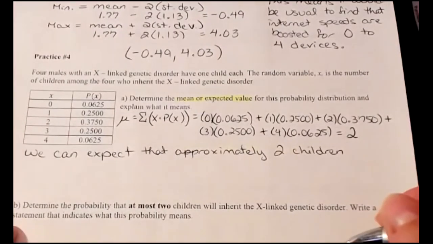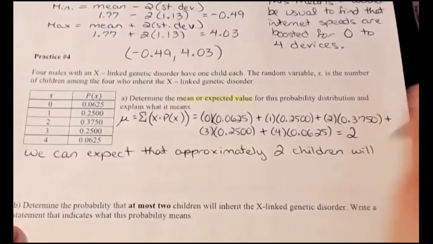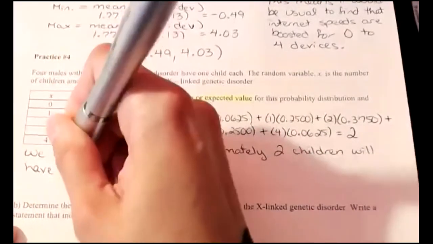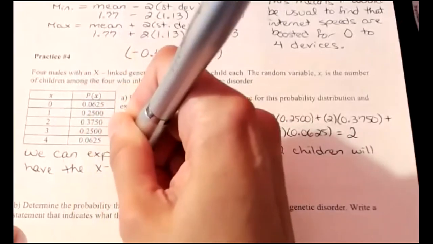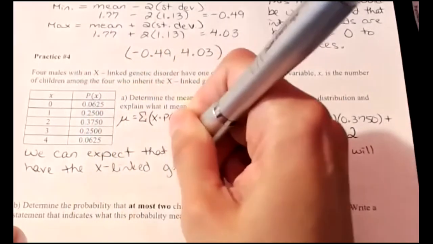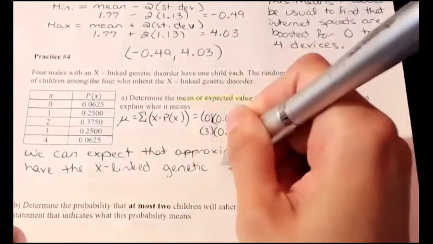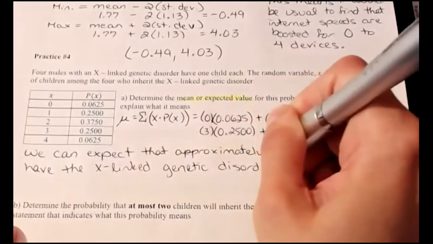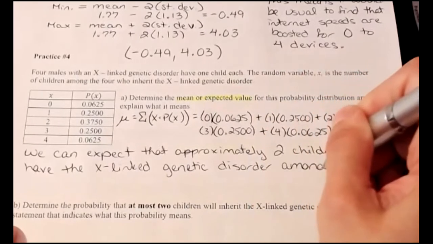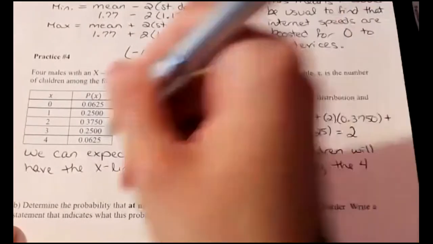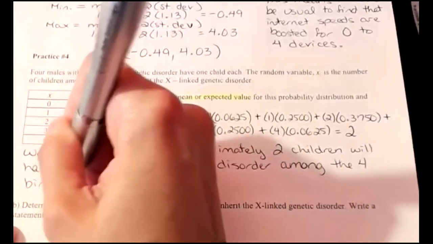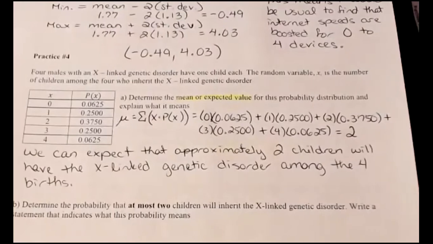We can expect that approximately 2 children will have the X-linked genetic disorder among the 4 births, right? I'm using the language from the word problem as part of my answer. I'm reiterating that language. That's one thing I really want you all to focus on as we continue through this class.